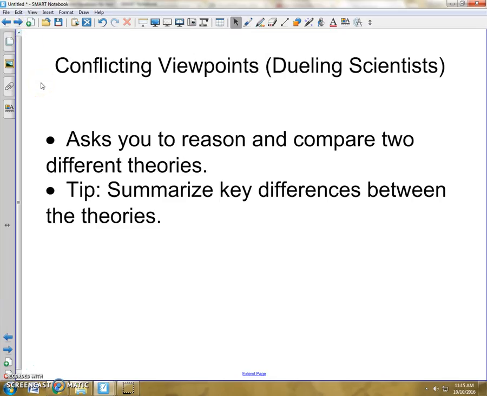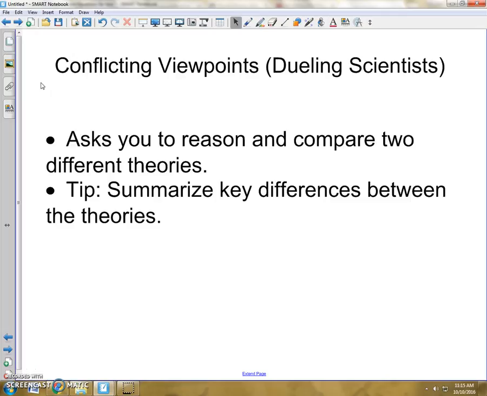The last one I want to talk to you about is probably the hardest one, which is called conflicting viewpoints, or I like to call it dueling scientists. So you're going to have two different theories from two different scientists, and you have to compare them. And that may even sound like ridiculous theories, it may sound silly, but you still have to, and I think that might be what makes it hard, you still have to be able to be like, this theory is valid in some ways because of this, or this piece of information refutes that theory, even though I kind of like that theory, or whatever it is.